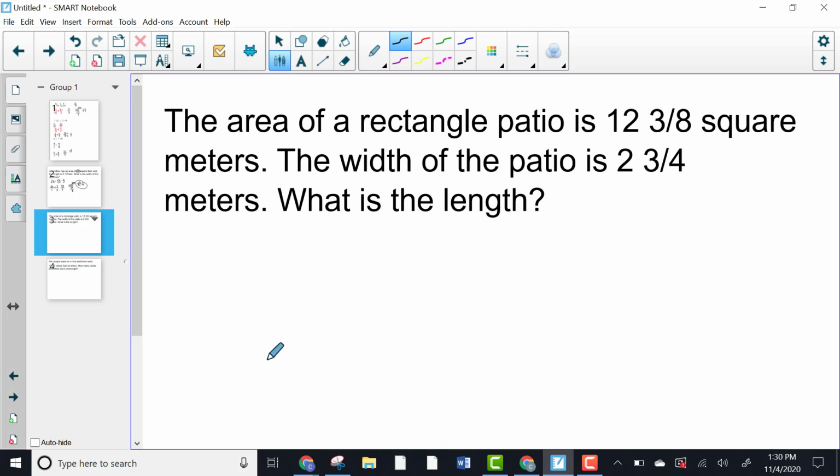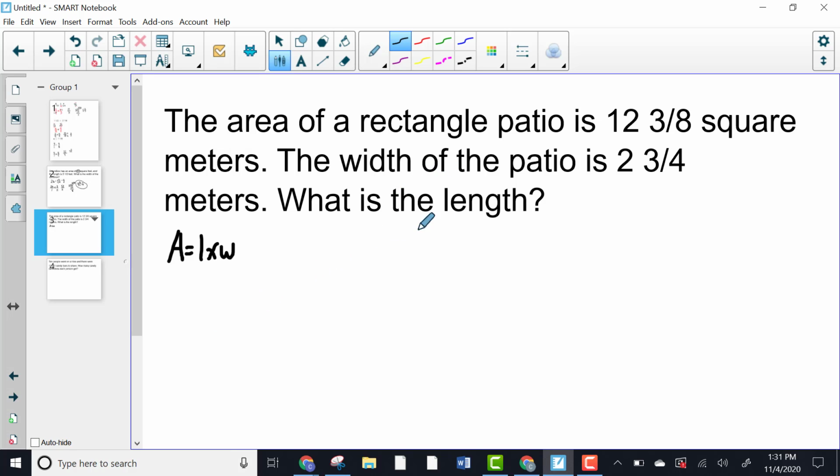So another one: the area of a rectangular patio is 12 3/8 square meters. The width of the patio is 2 3/4 meters. What is the length? So again, we are given the area. The formula for area equals length times width. We already have the area. We don't need to multiply length and width because we don't know what the length is.